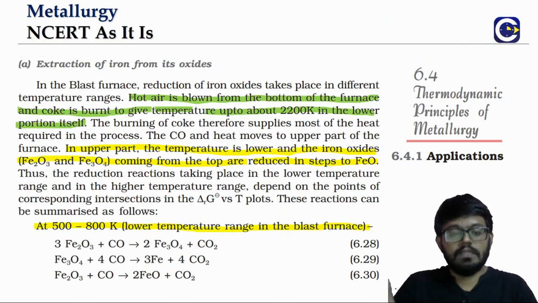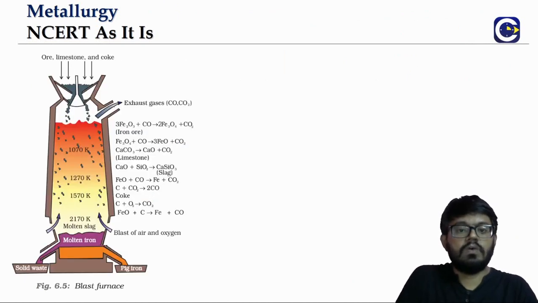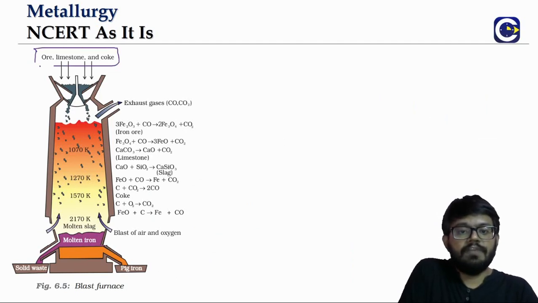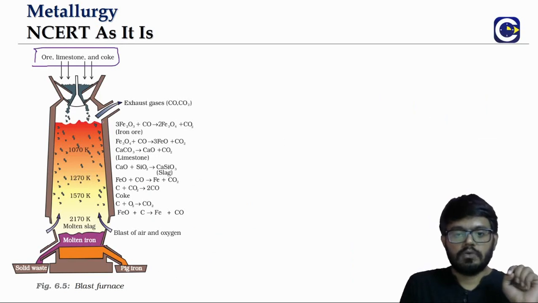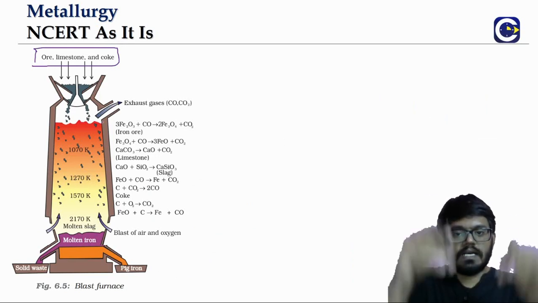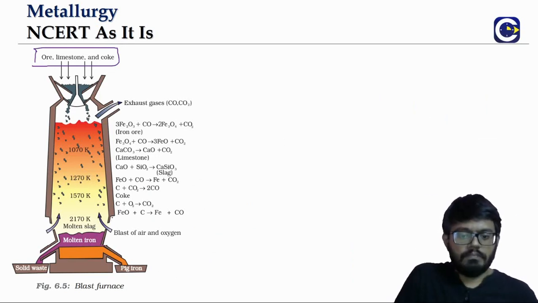Okay, but first we will just take a look at the blast furnace as it is. So this is the blast furnace setup. Like I mentioned, from the top you will be feeding the finely divided ore particles mixed with what? Limestone and coke. They will start coming down. And from the bottom, we will be blasting air.